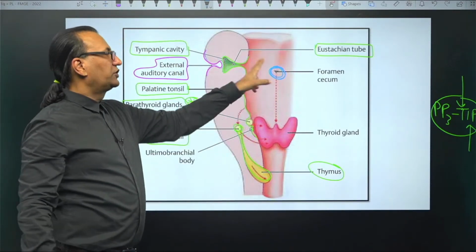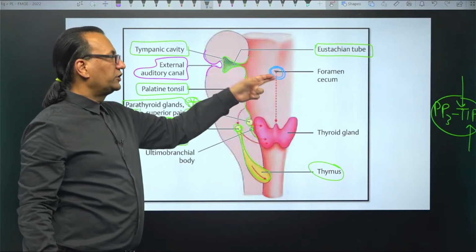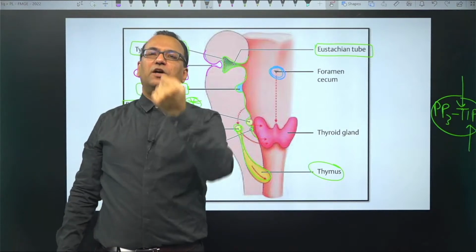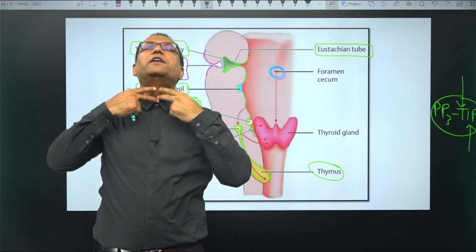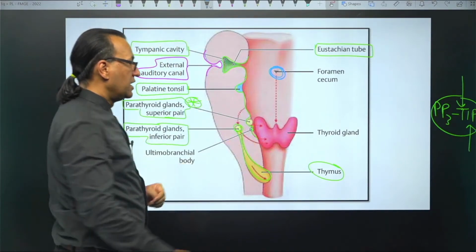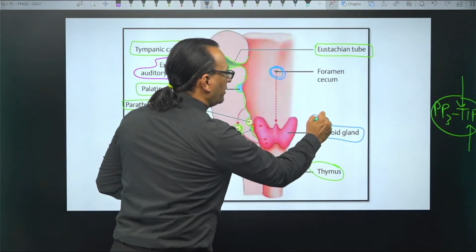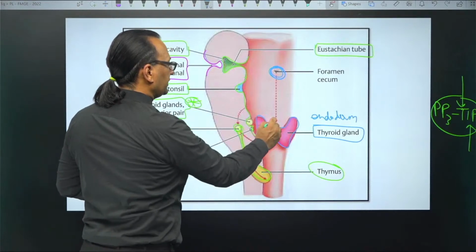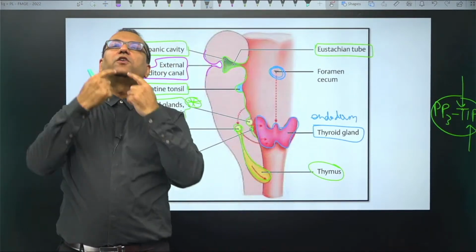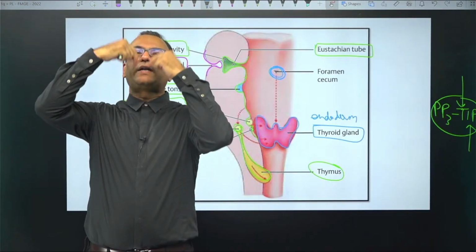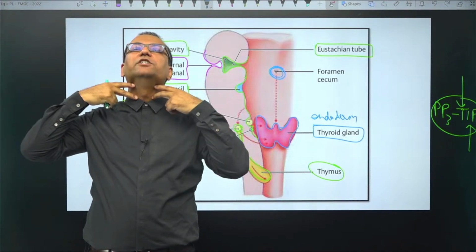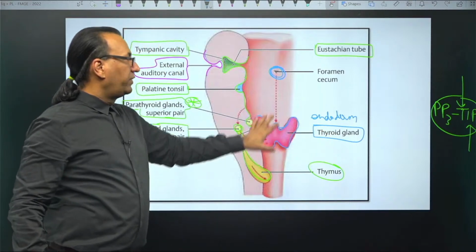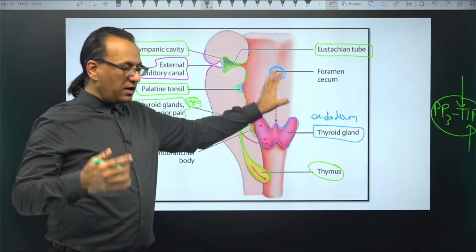So the foramen cecum, which is developing in the tongue, which itself is developing in the pharynx, from there some endoderm goes down and reaches here to form the thyroid gland. Thyroid gland is endodermal in origin, and it is the endoderm which is migrating from the tongue, foramen cecum, to the neck region, and that is how we can mention that endoderm of the foramen cecum region in the developing tongue forms the thyroid gland.